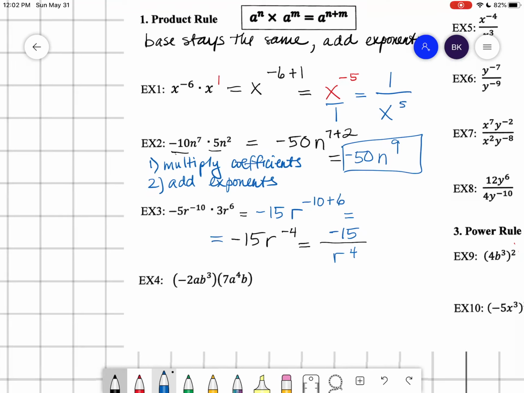Example number 4, negative 2 times 7 is going to be negative 14. And then we're going to have a to the 1st times a to the 4th. So a stays, 1 plus 4. And then b, 3 plus, remember this is 1. So b is 3 plus 1. My final answer is negative 14. A, 1 plus 4 is 5. And b, 3 plus 1 is 4. So negative 14, a to the 5th, b to the 4th.